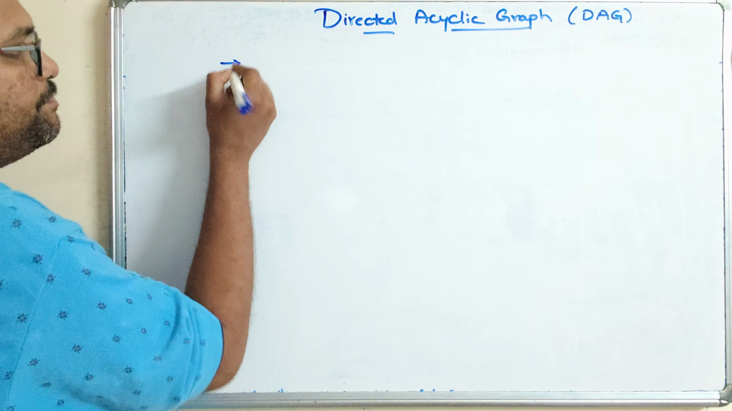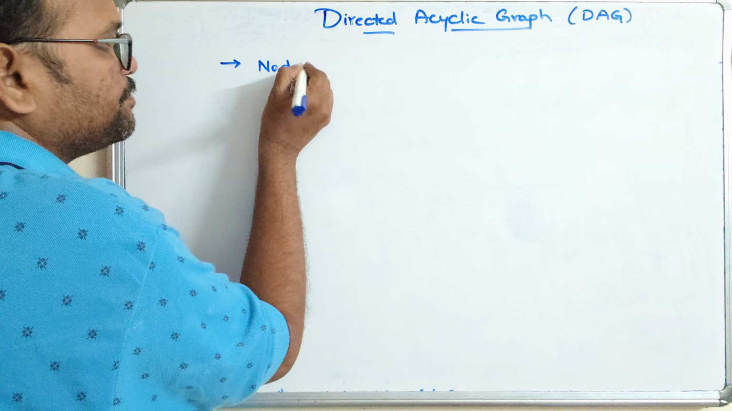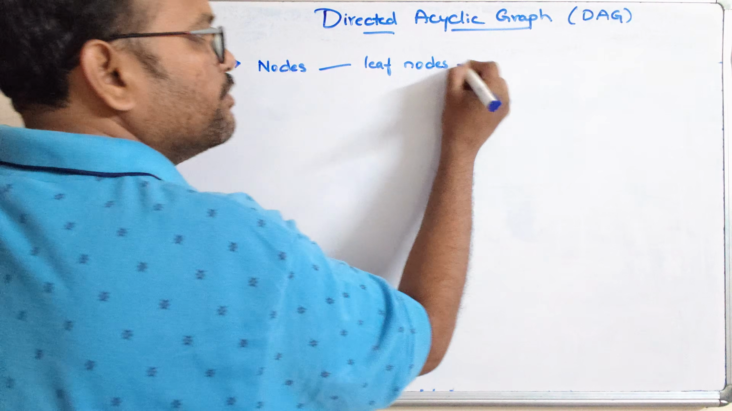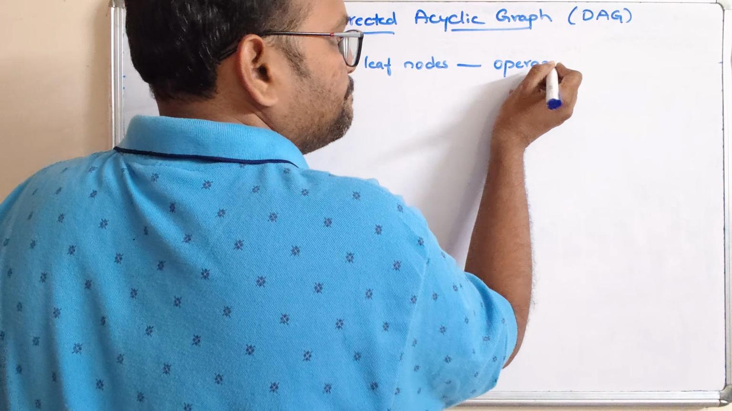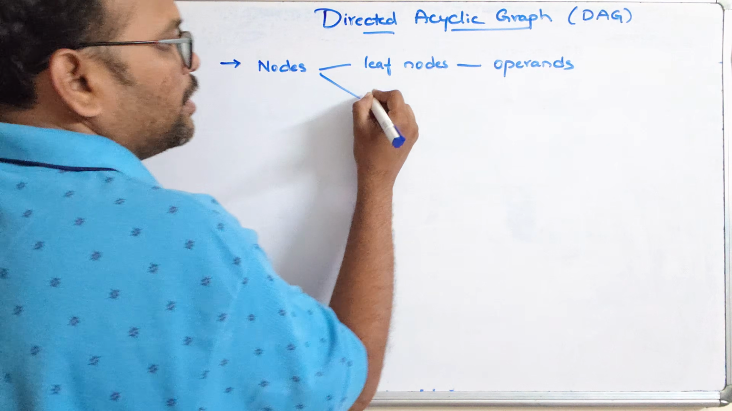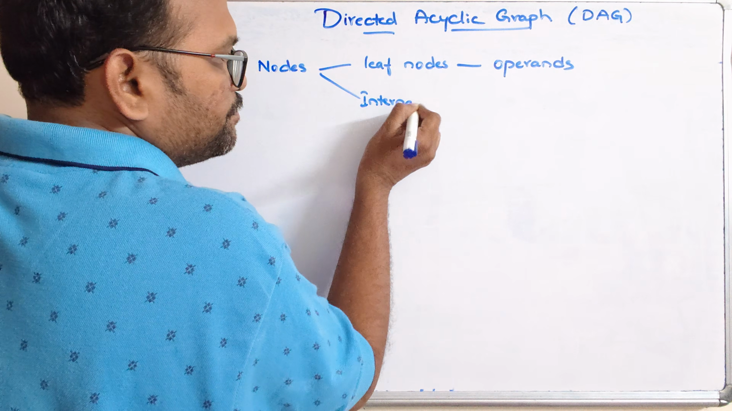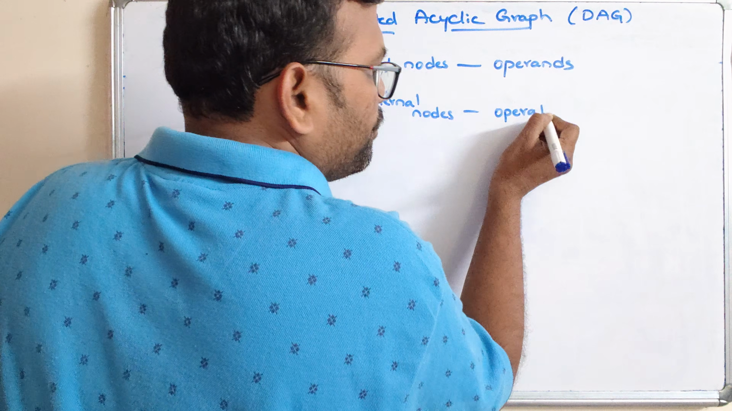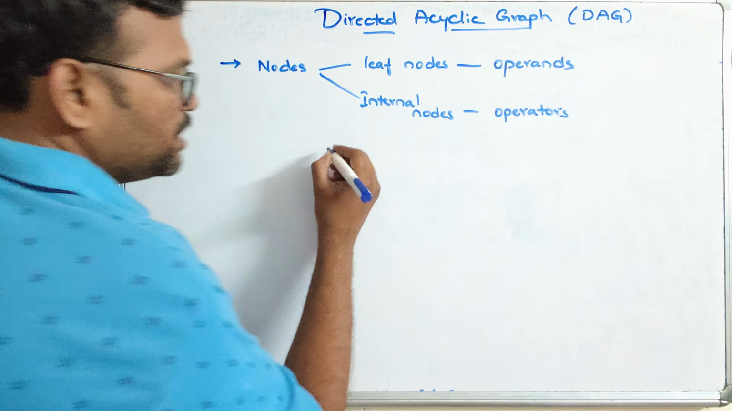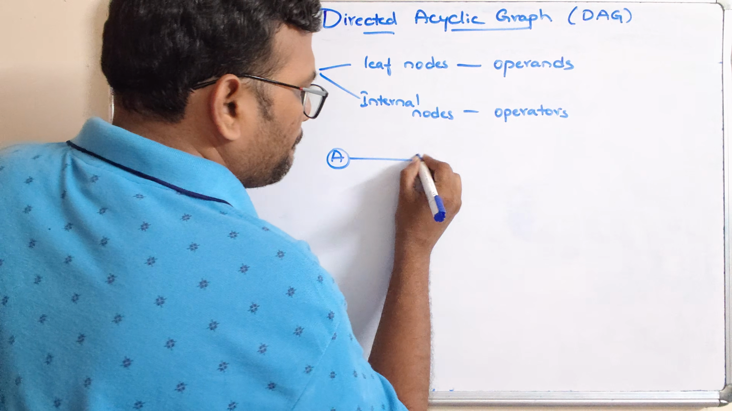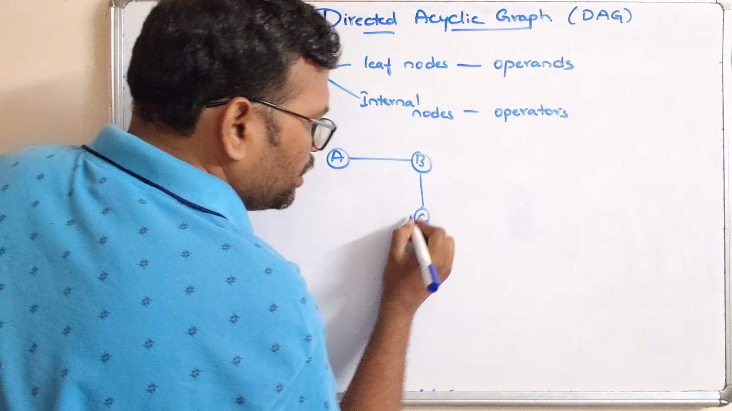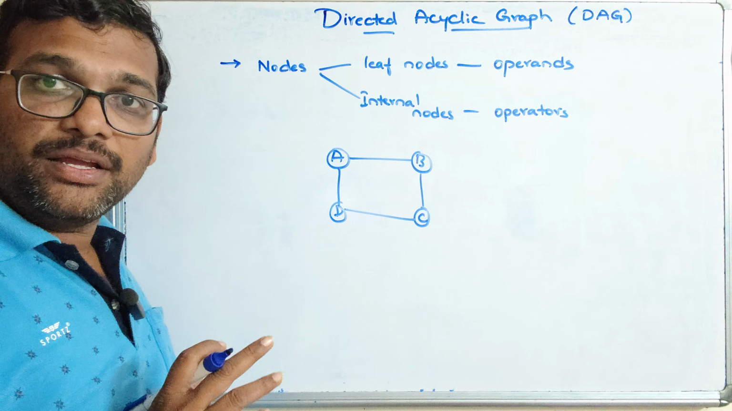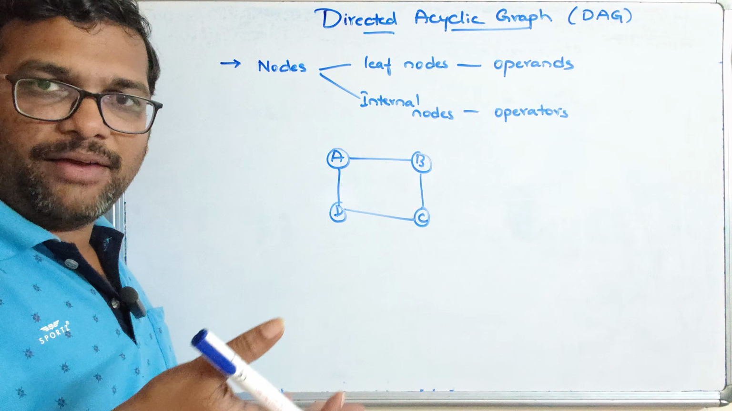And here, similar to our syntax tree, the leaf nodes are operands, and internal nodes, that means the nodes which are not leaf nodes, are operators. So for example, let us take A, B, C and D. We can say this is a graph. Whether it is a cyclic or acyclic graph, how do we know that?